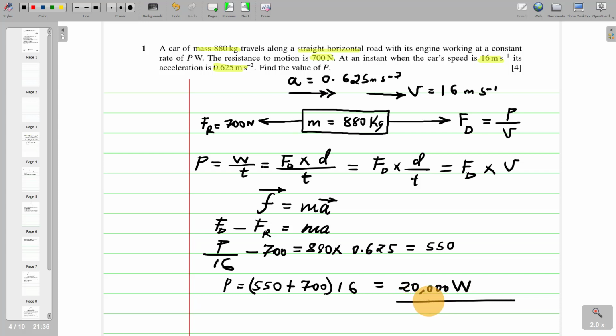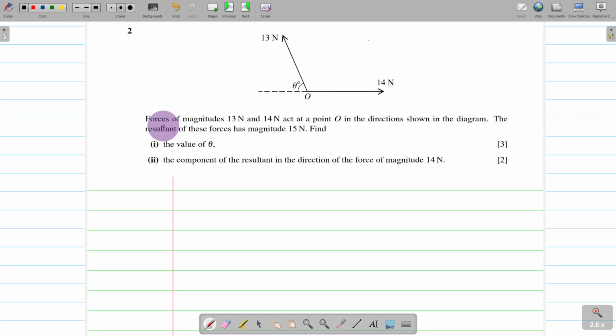Let's go to question 2. In question 2, it reads like this. Forces of magnitude 13 newtons and 14 newtons act at a point O in the directions shown in the diagram. The resultant of these forces has magnitude 15 newtons. Find the value of theta. That is the first part. So let's work out the first part before we go to the second part.